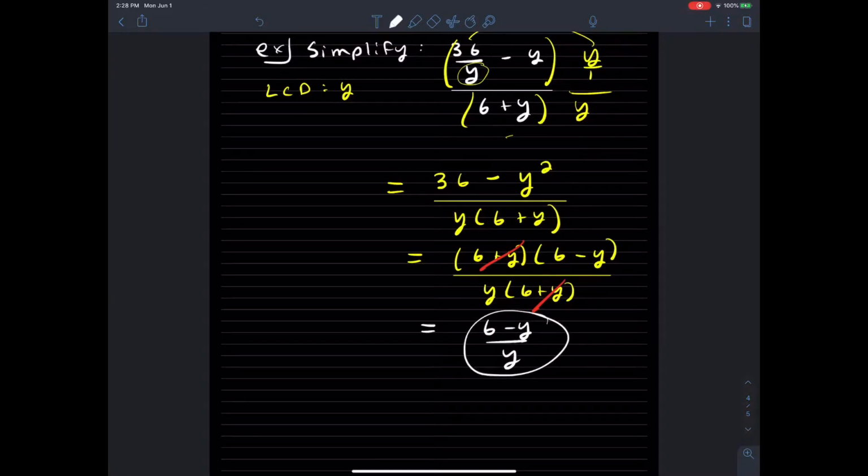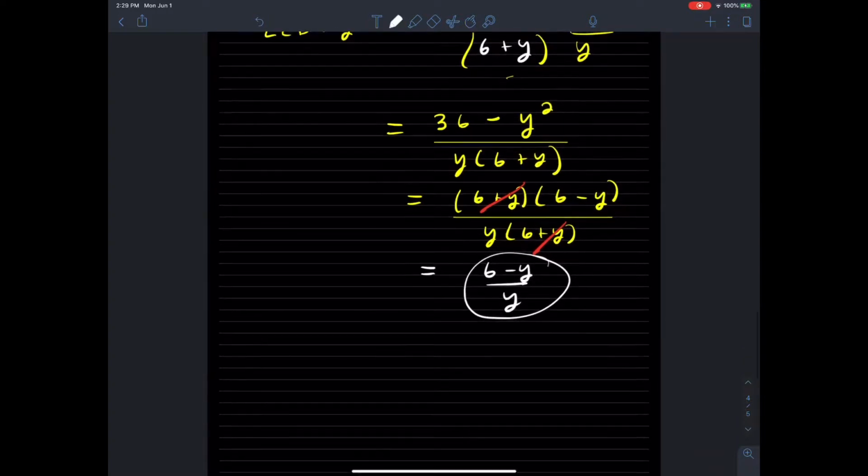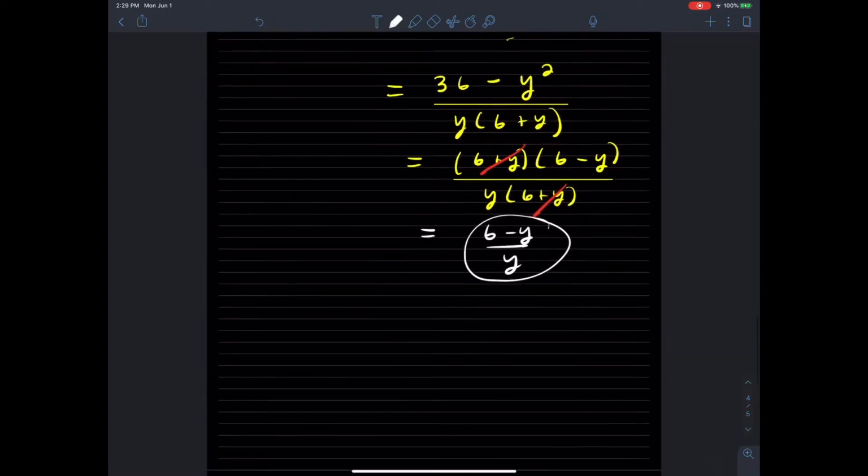Okay? And again, if I do go too fast, you should be pausing it, working it out on your own, and then checking it. You can play it back to see if you got it right. One more example.